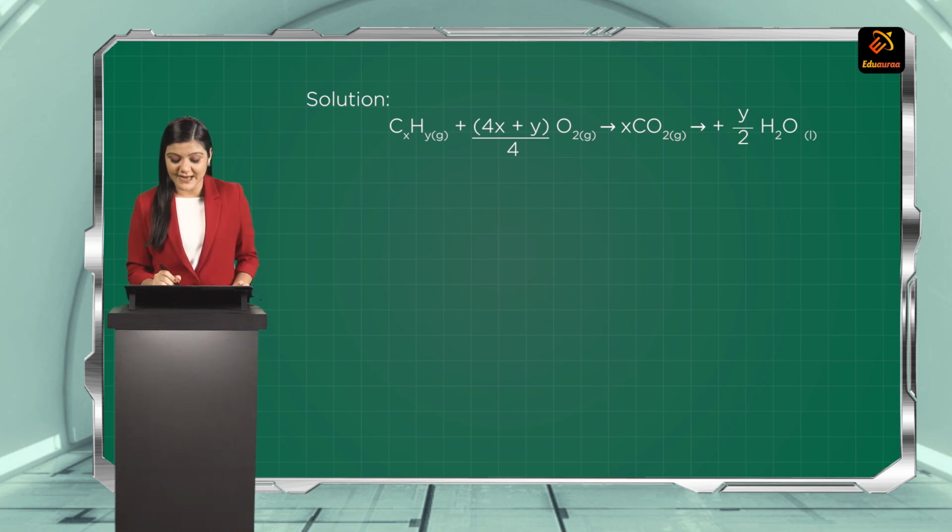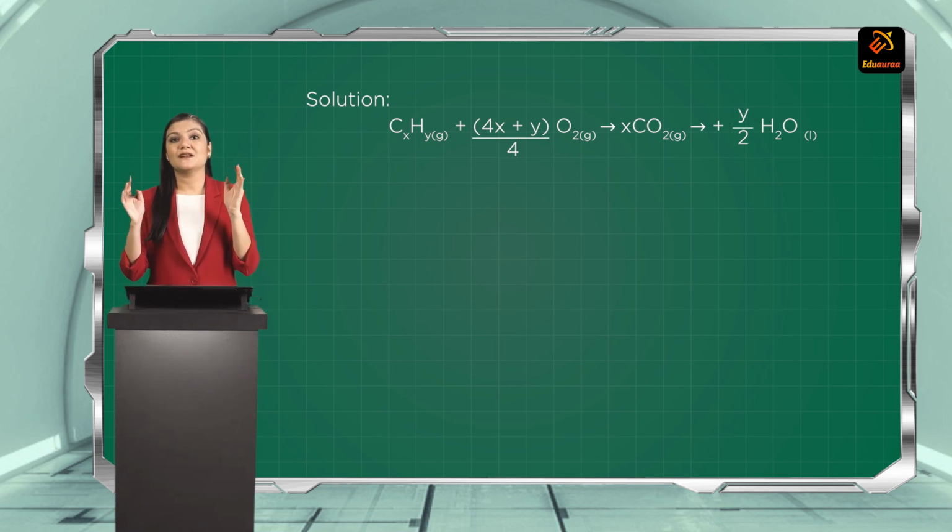On the product side, we will have 2x moles of oxygen plus y by 2. So this is the total number of oxygen. If I rearrange the terms, then it will be (4x plus y) divided by 4. So the total moles of oxygen on the product and reactant side are (4x plus y) upon 4 moles of oxygen. So students, this is the balanced chemical equation. Now, we have to find out the moles, or we can say the formula of the hydrocarbon.